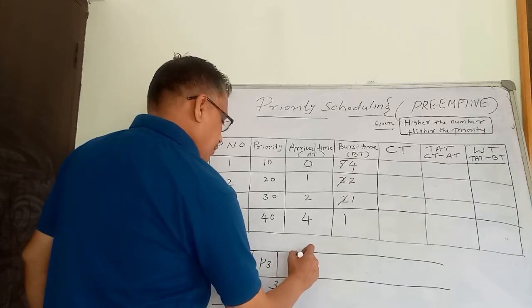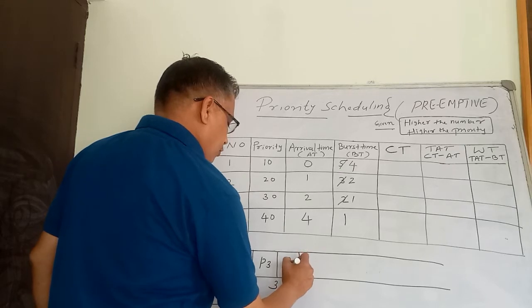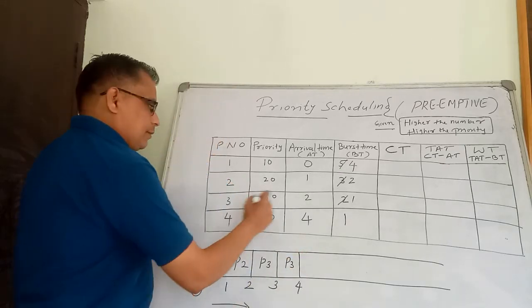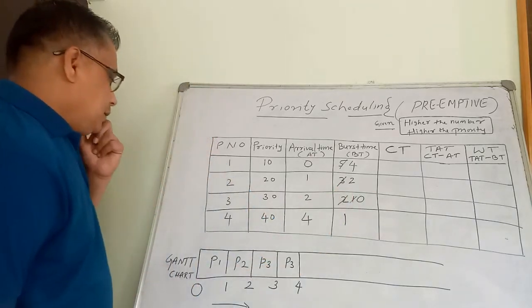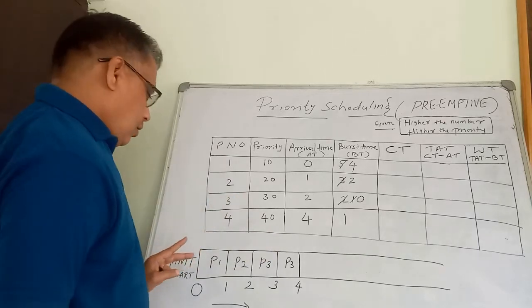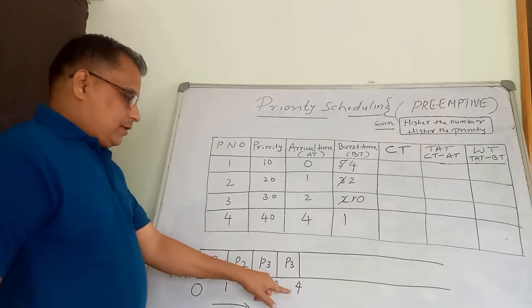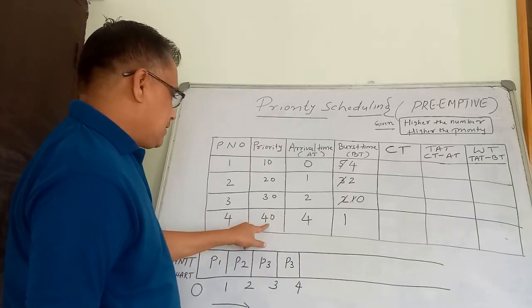P3, again P3 is going to be executed for 1 more second. 3 plus 1, 4. That means what? 1 minus 1, 0. Right? That means P3 got executed. Now again compare it. At 4 seconds, is there any process which arrives?